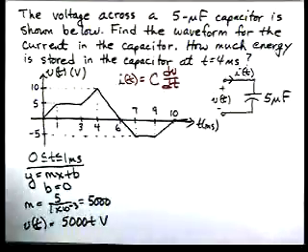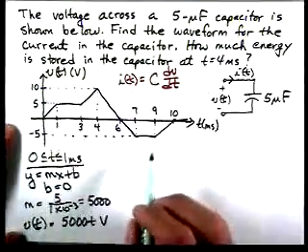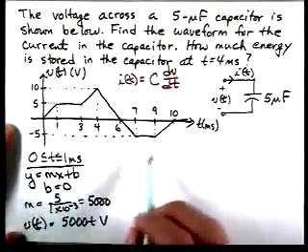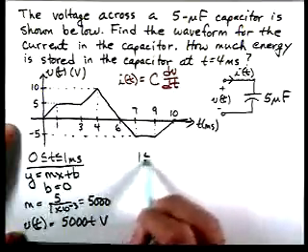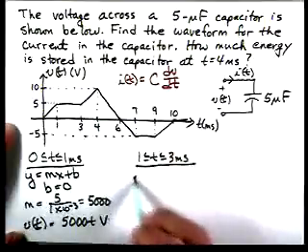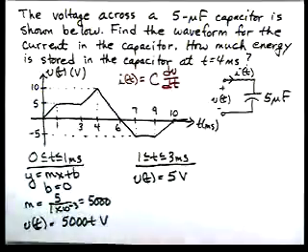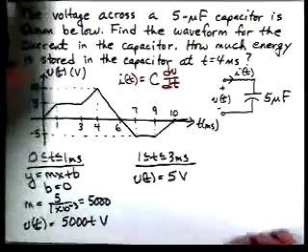Now, let's do the next interval from 1 to 3. It's fairly easy. We can look and see the voltage is constant. So over this interval, V of t is just 5 volts. So that's easy. The slope is 0. Now let's look at the next interval, which is 3 to 4.